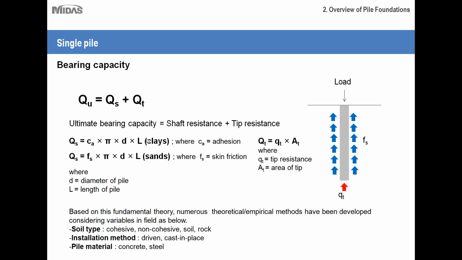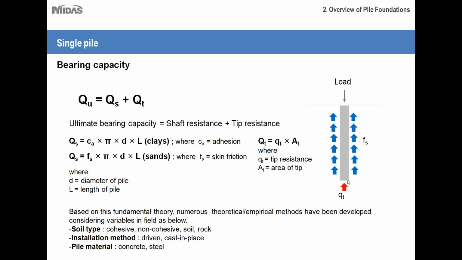But also keep in mind that the Q sub S, or the shaft resistance, is dependent upon the type of soil that you're working with. For example, if you're working in clay type soil, then it would be dependent upon C sub A, or the adhesion. Whereas if you're working in sandy soil, it'd be a function of F sub S, also known as the skin friction. So keep that in mind as well.